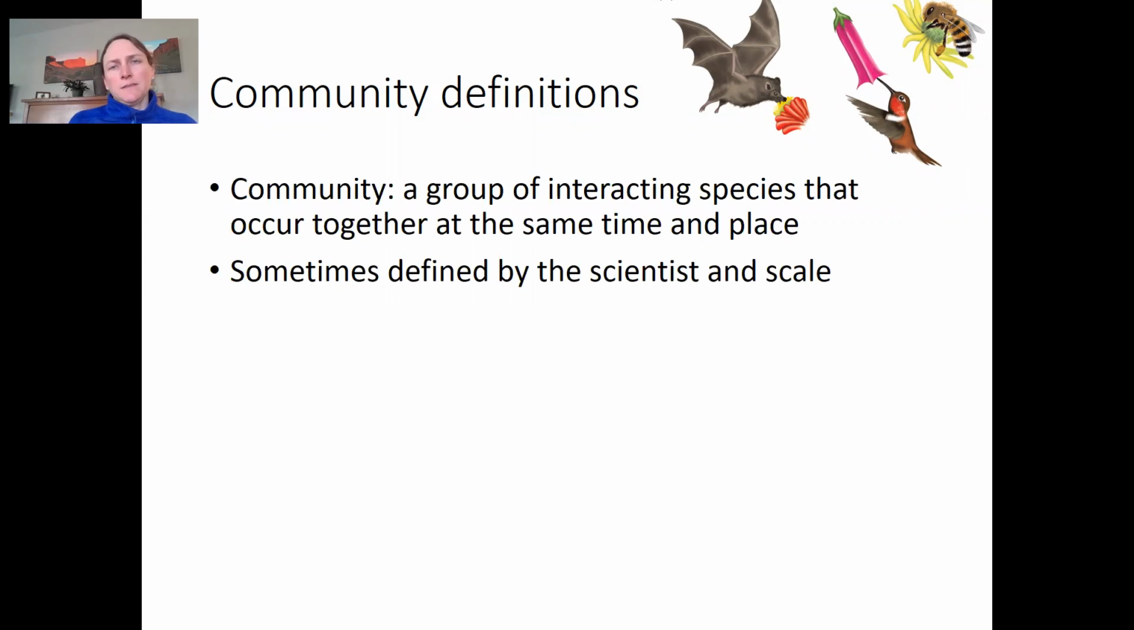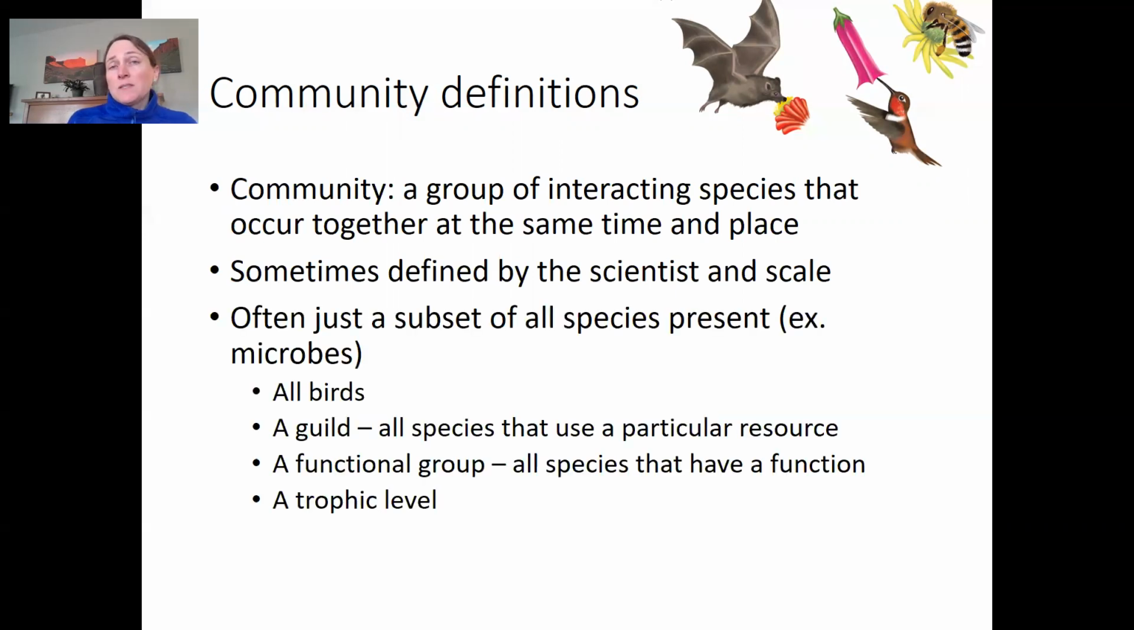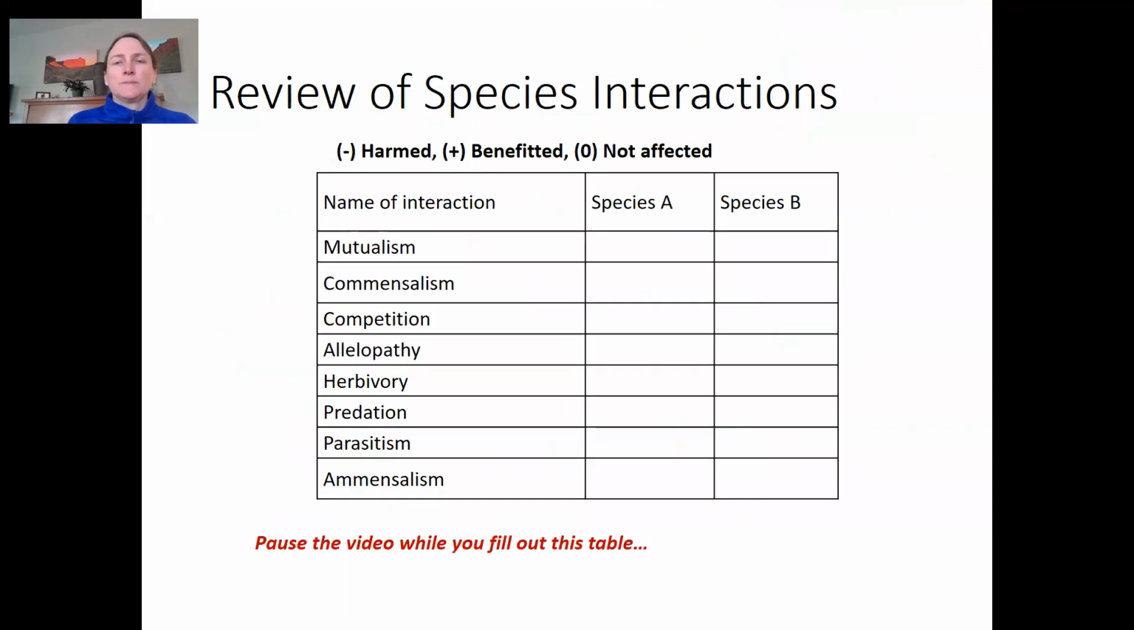So the scientist gets to decide what is the community to some degree. Or it could just be a subset of all the species present. So you could be looking at just the bird community or a particular guild. For example, the picture in the top right-hand corner is showing you all of the nectar feeding organisms. You could also look at a functional group, so nitrogen fixing plants, or you might be interested in just a specific trophic level, like say predators or omnivores.